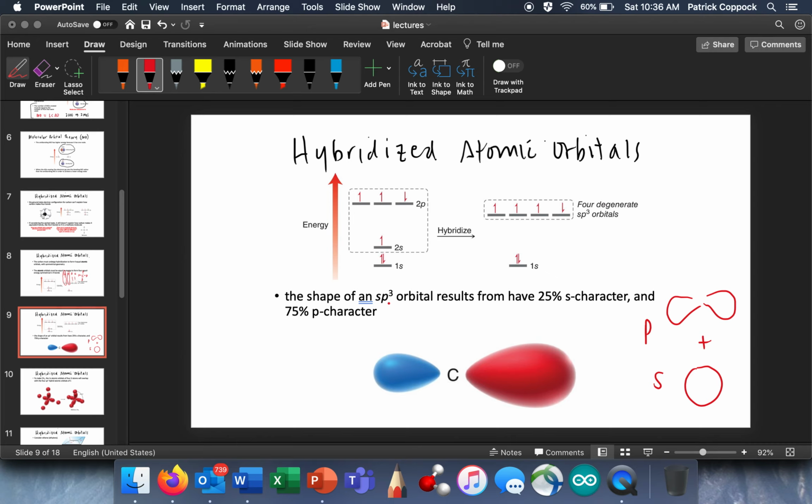Okay, so the shape of the sp3 orbital comes from the fact that it's got 25% s character, right? Because we had 4 of these. We had 3 of these, and we had 1 of these, right? And so it was 75% p. That's what the 3 out of 4 means, and then 1 out of 4 is 25% s, okay? So we're going to talk about s character and p character to help us make some qualitative assessments about these orbitals, okay?